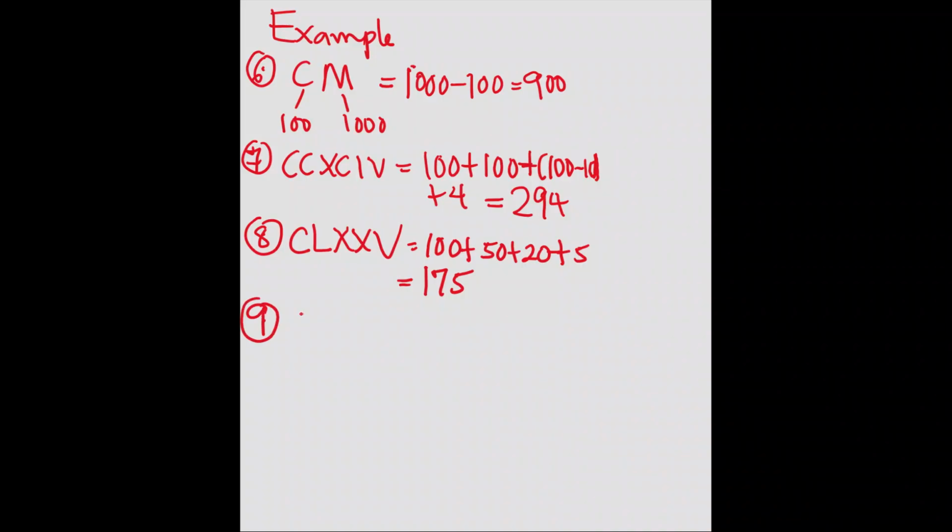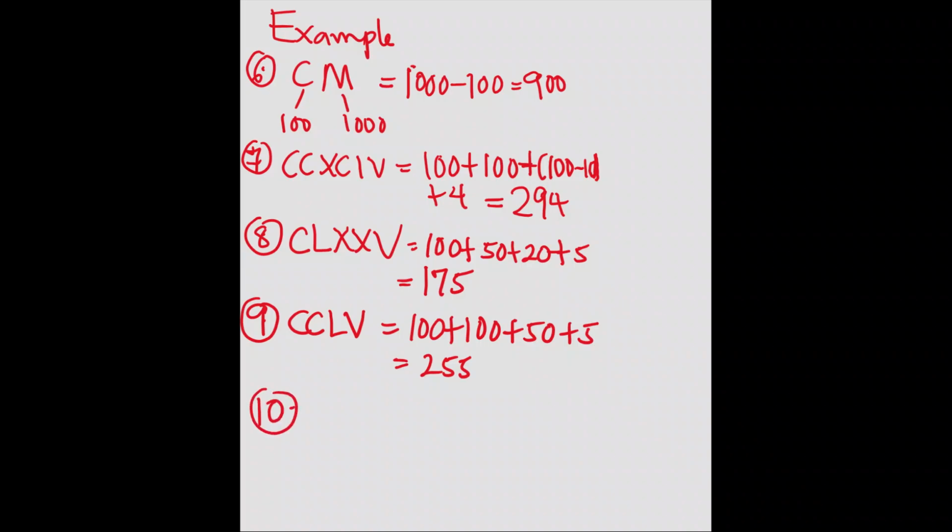Number 9. We have CCLV. That is 100 plus 100 plus 50 plus 5. 200, that's 250, that's 255. Okay, and then number 10, let me just put this last one.